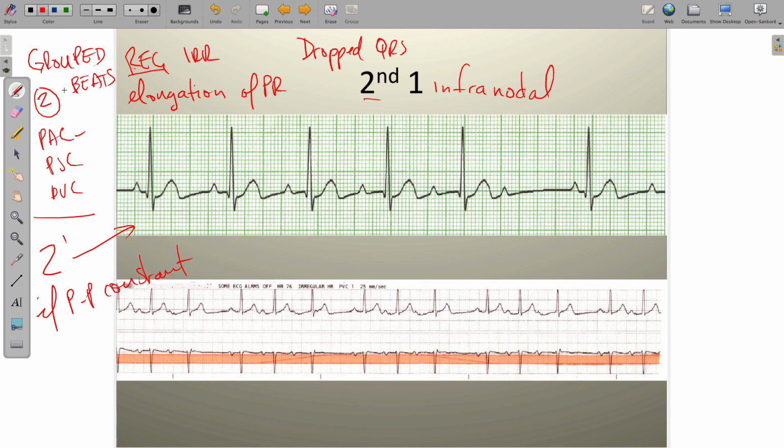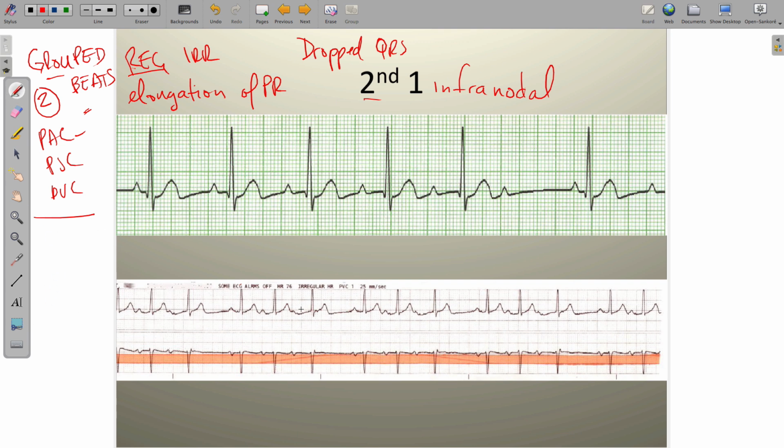All right, but I want you to think, when you see grouped beats, think two rhythms, either an underlying rhythm with premature activity or second degree type 1 heart block. It's second degree type 1 heart block if the PR interval elongates, if eventually you have a dropped QRS complex, and if you have grouped beats that have a constant P to P interval. All right, let's take a look at another second degree type 1 heart block also on this slide. This makes life easy just to keep looking at them.